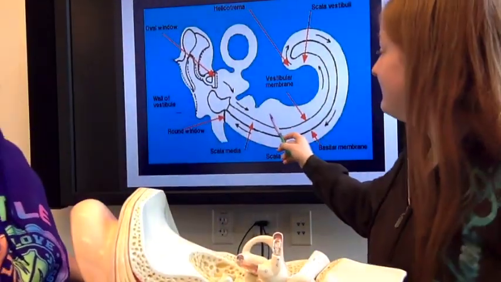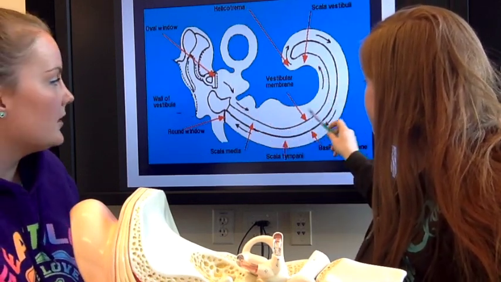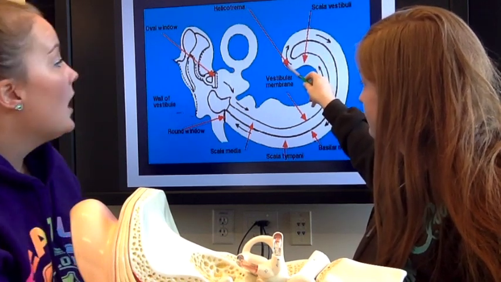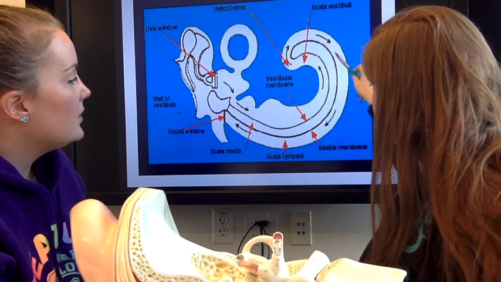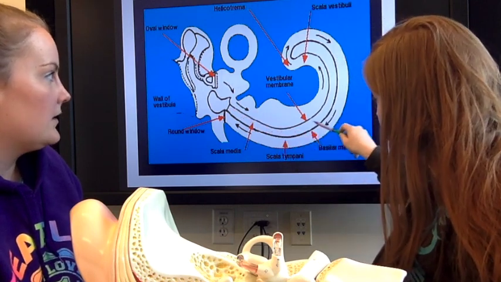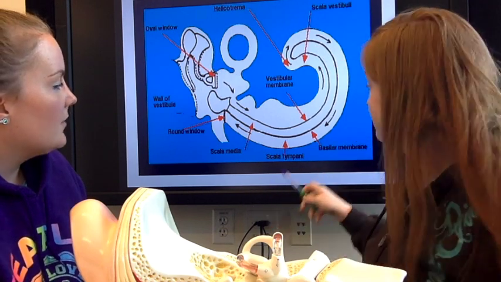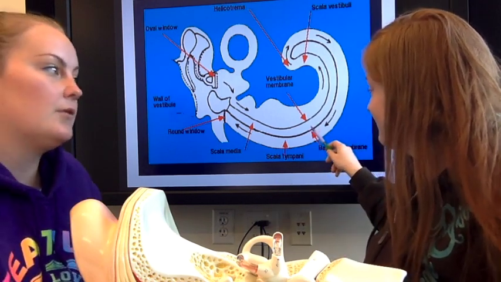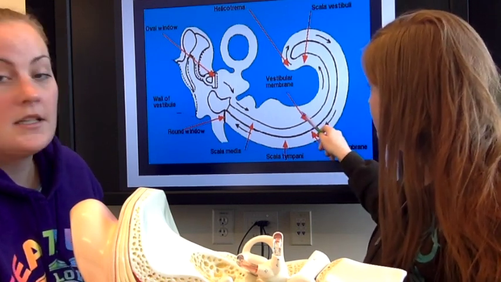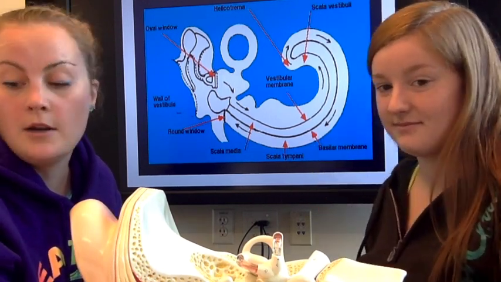This is the cochlea unrolled. At the top right here is the scala vestibuli, and it goes around to the helicotrema, which is at the apex or the top of the cochlea, around into the scala tympani. In between the scala tympani and the scala vestibuli is the scala media. The scala media has its own fluid, which is endolymph. The scala tympani and the scala vestibuli share a fluid through the helicotrema, which is perilymph.